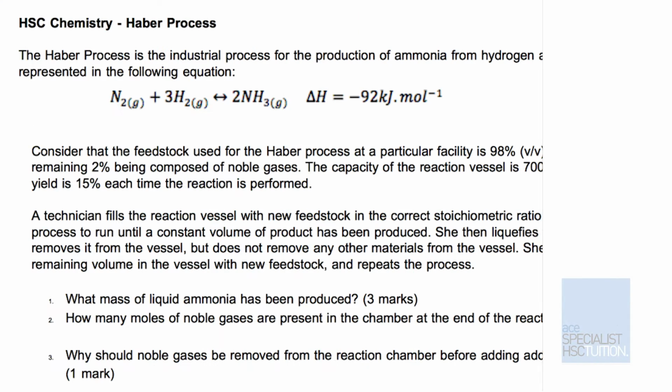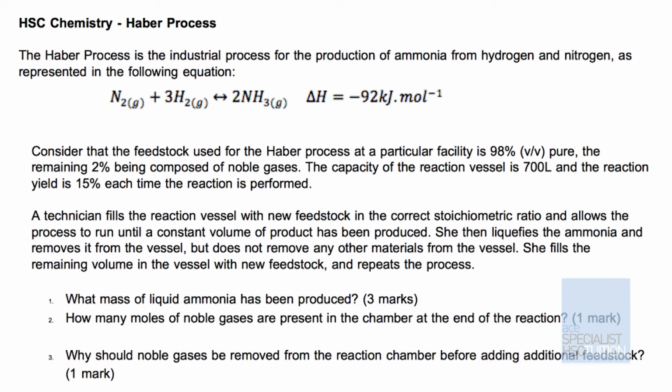Today we'll be performing a calculation related to the Haber process. In this particular question, a chemist is providing 700 litres of feedstock into a reaction vessel to produce ammonia. This feedstock has both nitrogen and hydrogen in the correct stoichiometric ratio, but is also contaminated by 2% noble gases. The reaction has a total of a 15% yield, and we need to calculate how much ammonia is produced. Notably, the chemist does this particular reaction in two stages.